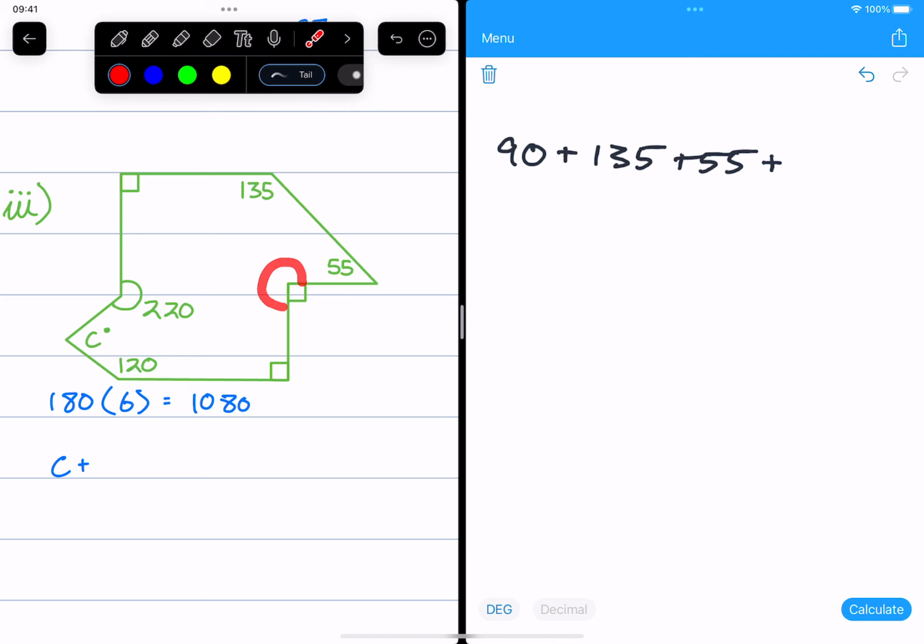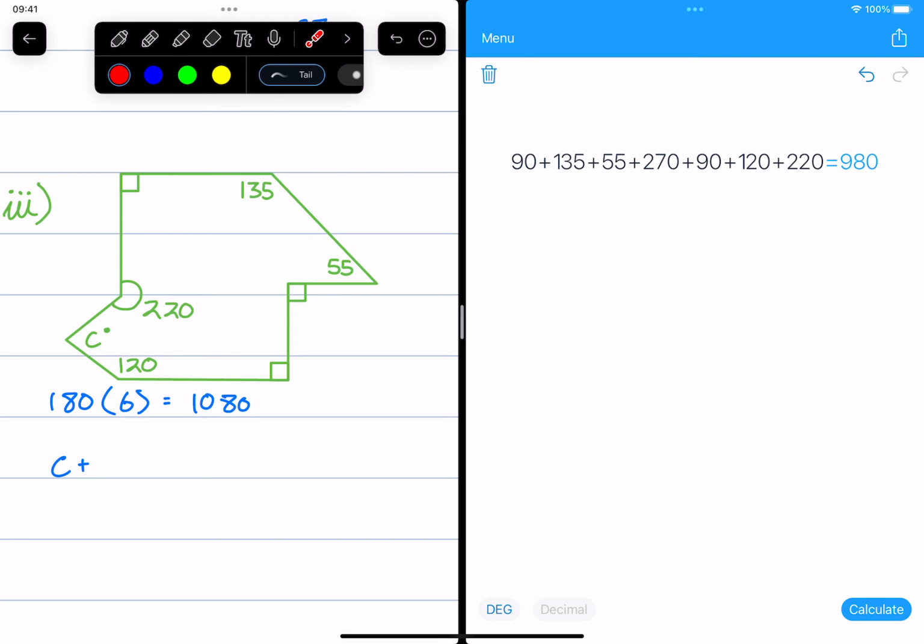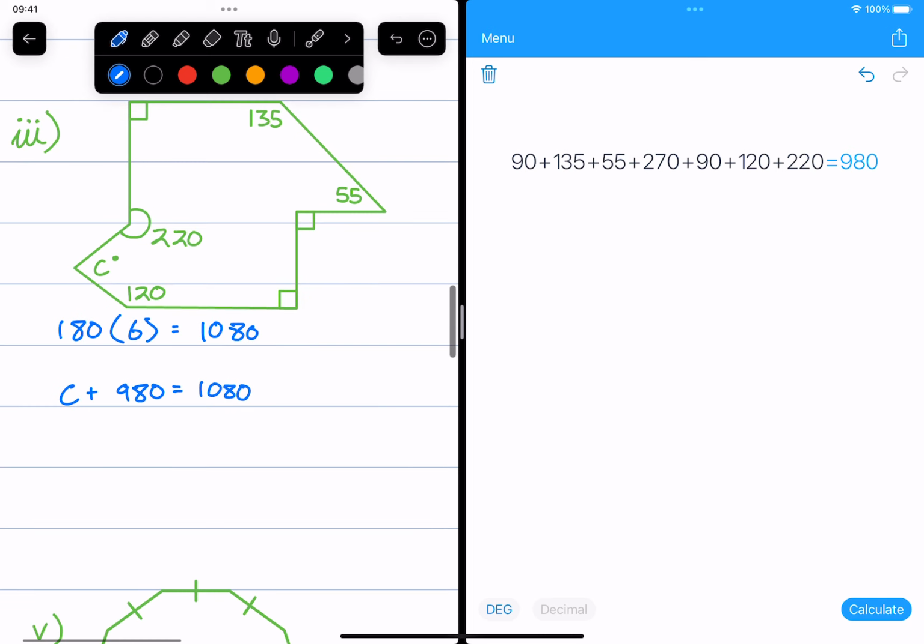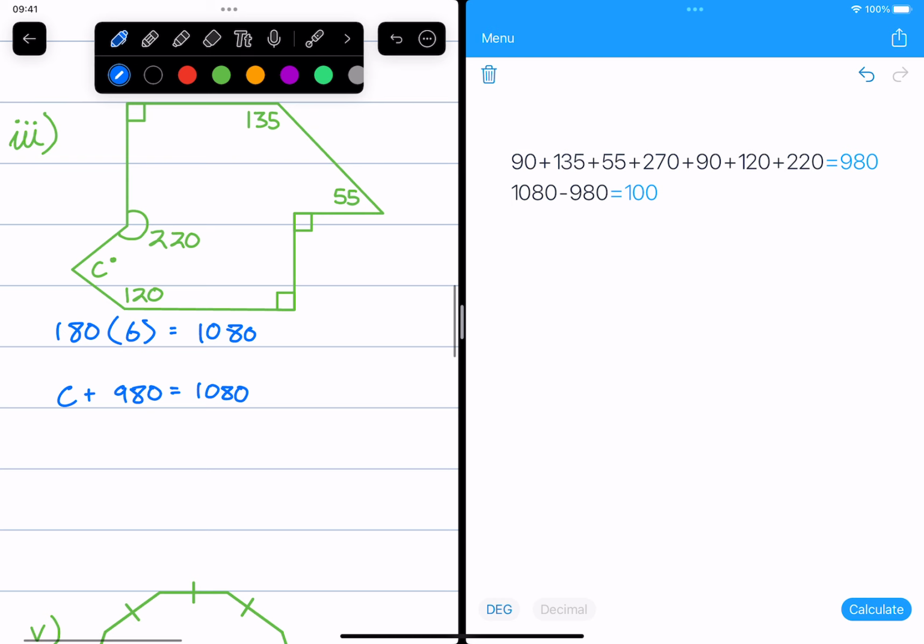We need to figure out what's on the inside of the shape. So that bit that I've highlighted must be 270 plus another 90 plus 120 plus 220. This gives us 980. So 980 is the sum of everything else. Well, subtracting this, 1080 minus 980 gives us 100 degrees. So C equals 100 degrees.